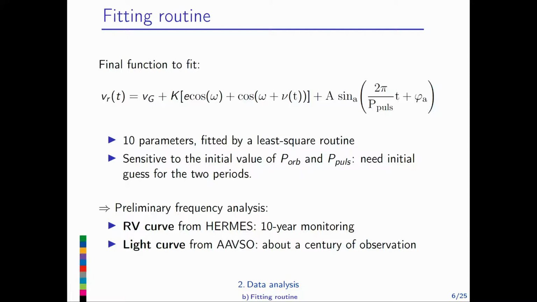And to obtain this initial guess, we will do a preliminary frequency analysis using two data sets: the radial velocity curve, which is a 10-year monitoring, and also a frequency analysis of the light curve, because for the light curve we have a long span, about a century of observation, and we know that, for example, the pulsation is visible in the light curve. So that's the method we will apply.